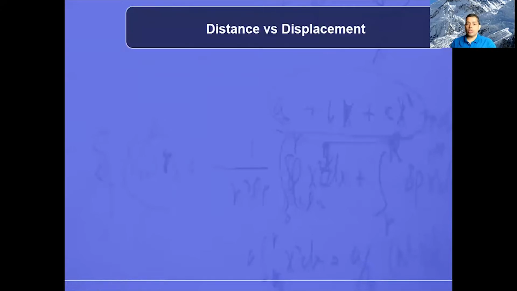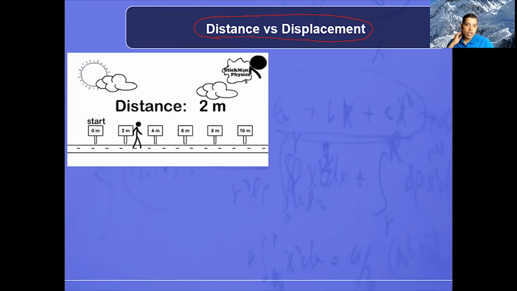Before I go to the formal definition of distance and displacement, I'll start with a very interesting GIF. Let me show you one of the GIFs. If you take a look at this GIF, this guy starts from 0 meters here, goes to 2 meters, 4 meters, 6 meters, then comes back to this position. What is the total distance moved? It goes from 0 to 2 to 4 to 6, as you can see here, then comes back, which is 10 meters in total.